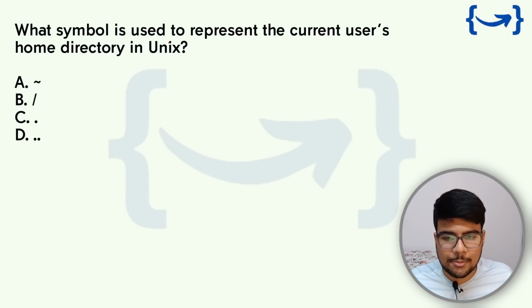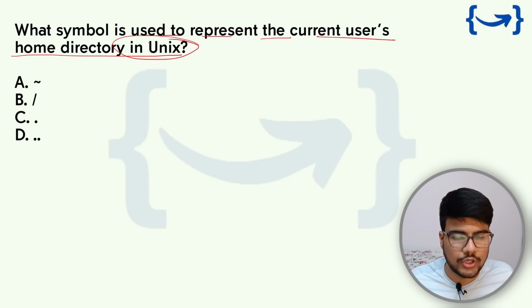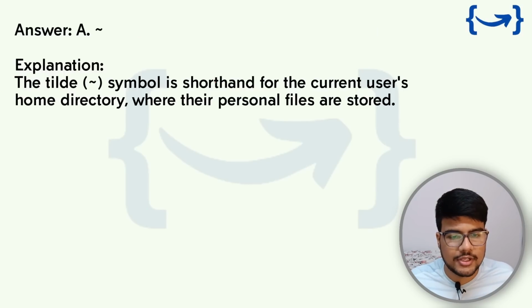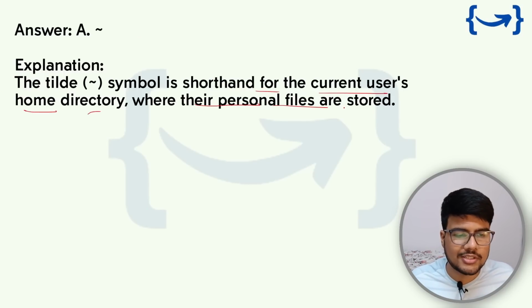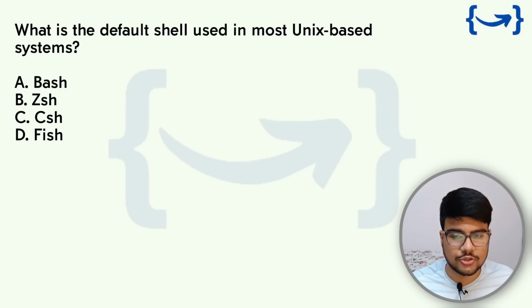Fantastic. What symbol is used to represent the current user's home directory in Unix? So it is the tilde, guys. The tilde is the right option. The symbol is a shorthand for the current user's home directory, where personal files are stored. Again, +1 marks if you mark this question right.